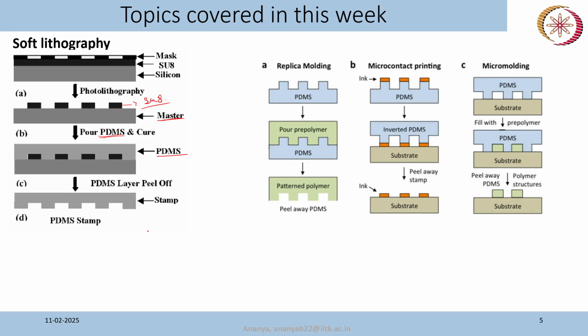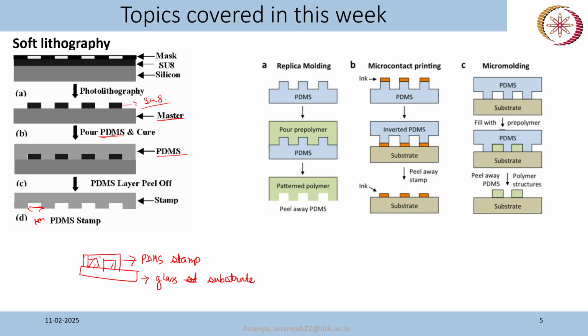Now this PDMS stamp, as the example given in the class, can be used directly as a micro channel. This is your PDMS stamp. You can do a wafer bonding with another substrate, say a glass substrate. And this will be your micro channel if this dimension is in micrometers. Okay, this is one process flow of soft lithography.